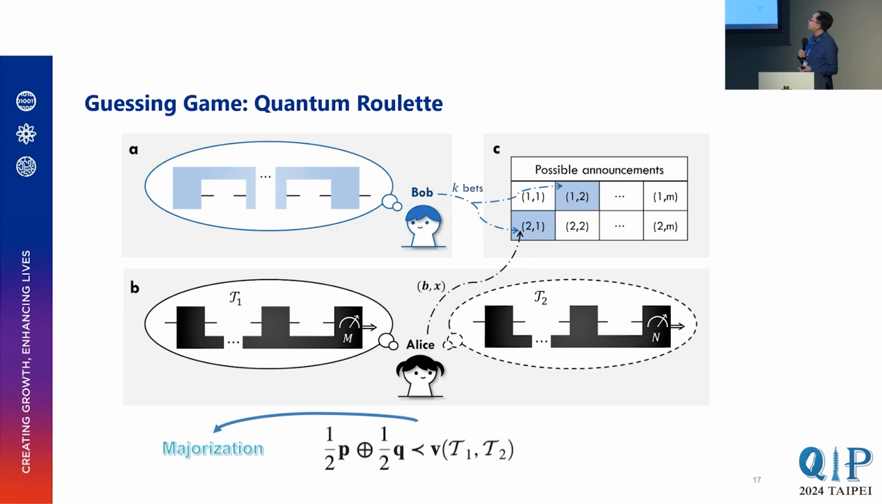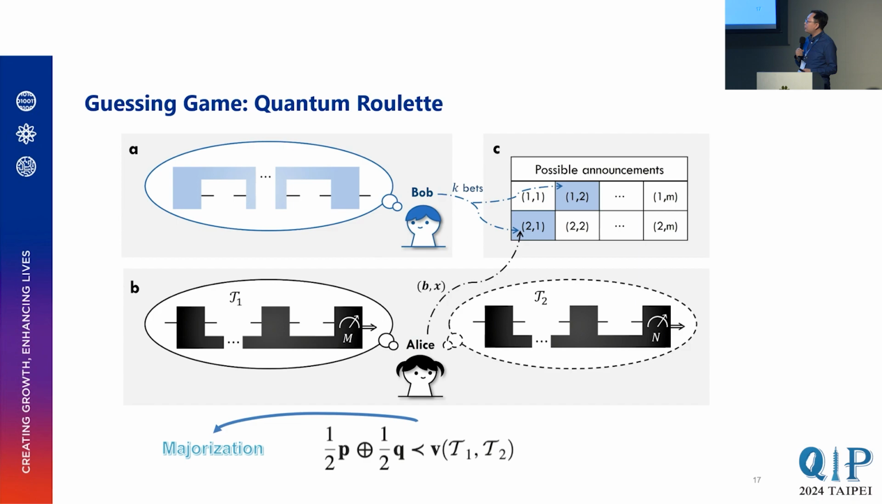For example, if Bob has two bets and he puts 1, 2 and 2, 1 on the table, in this position, that means Bob guesses either Alice is implementing the T1 measurement and getting outcome 2, or implementing the T2 interactive measurement and obtaining outcome 1. Whenever one of them is correct, we say Bob wins the game. Now he tries to maximize his winning probability.